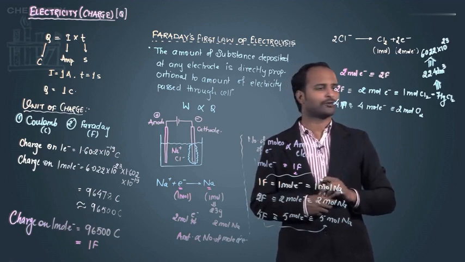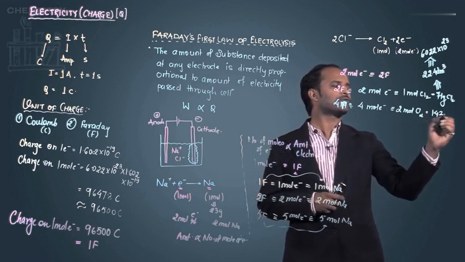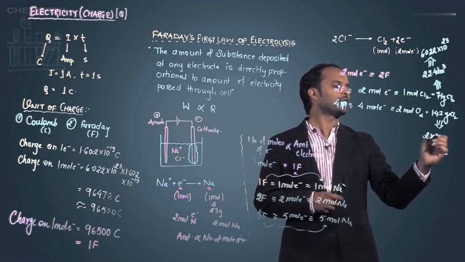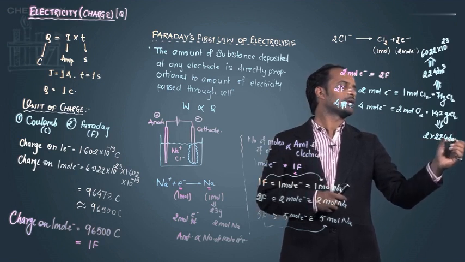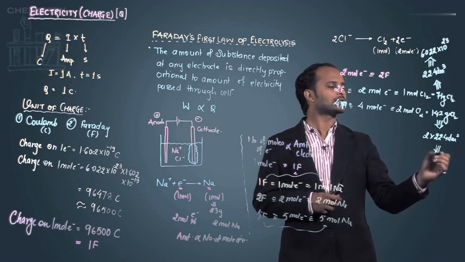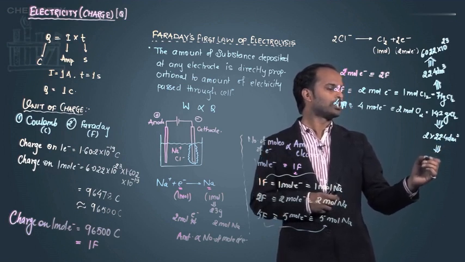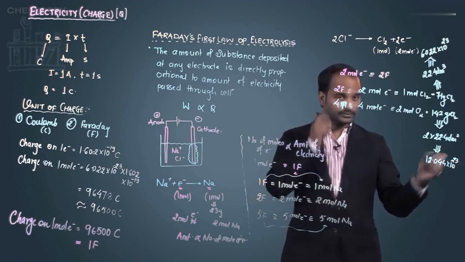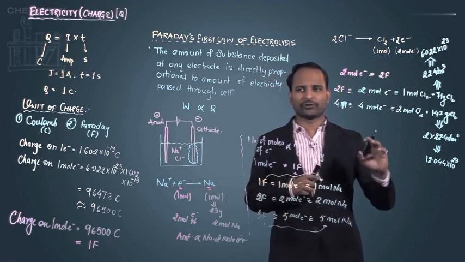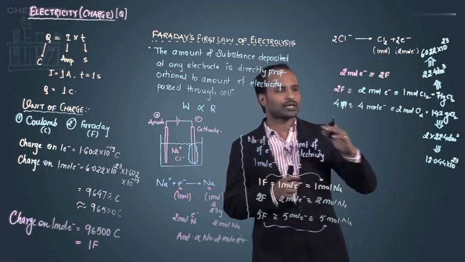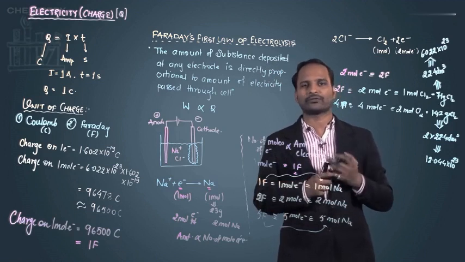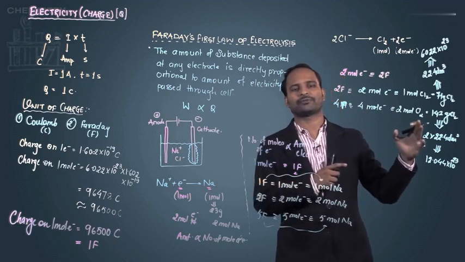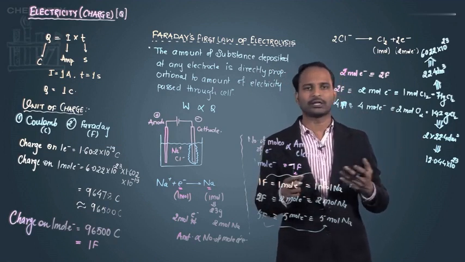Similarly, if I am passing 4 Faraday of electricity, then 2 moles of chlorine, that means 142 grams of chlorine. Or it can be said that 2 into 22.4 dm cube of chlorine will be deposited, that means 44.8 dm cube, or equivalently 2 into 6.022, that means 12.044 into 10 raised to 23 chlorine molecules. If you want still more chlorine, then simply pass more electricity. If you are passing 5 Faraday of electricity, then 5 moles of electron will transfer, so that 2.5 moles of chlorine will deposit.